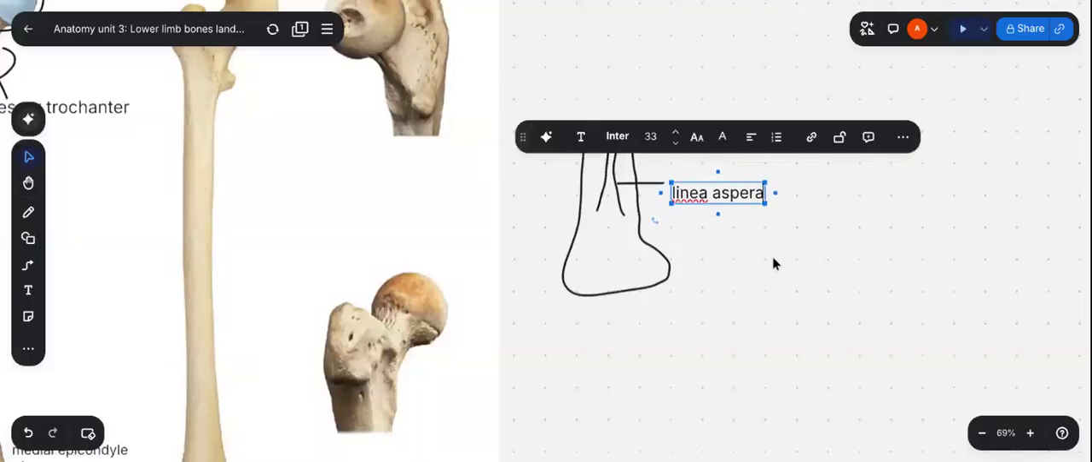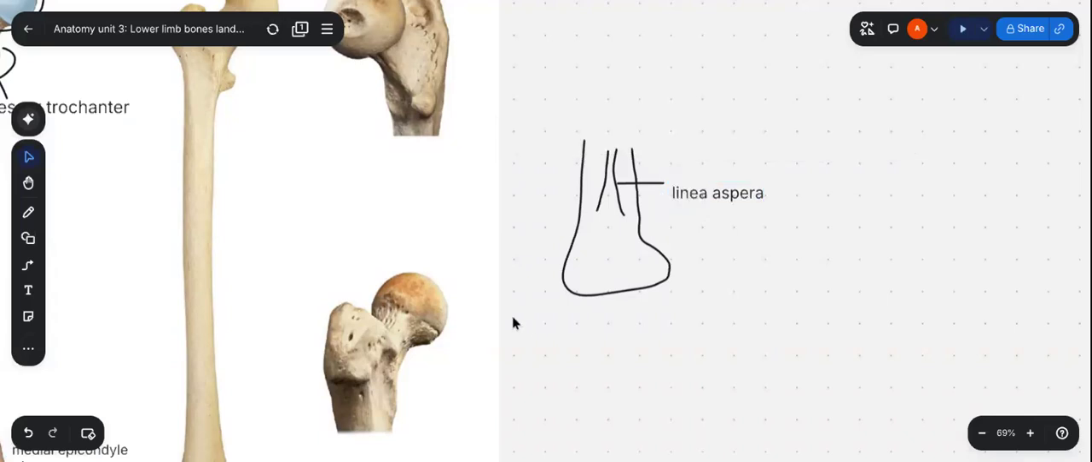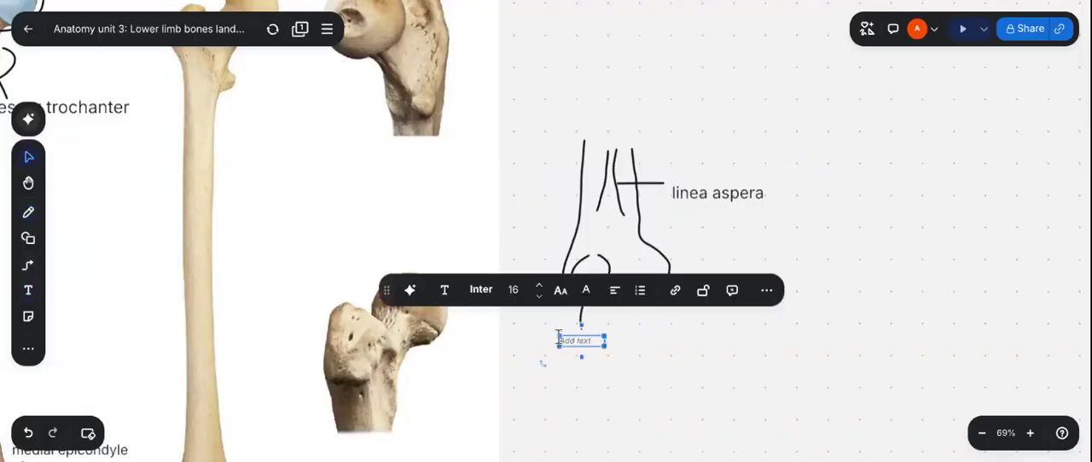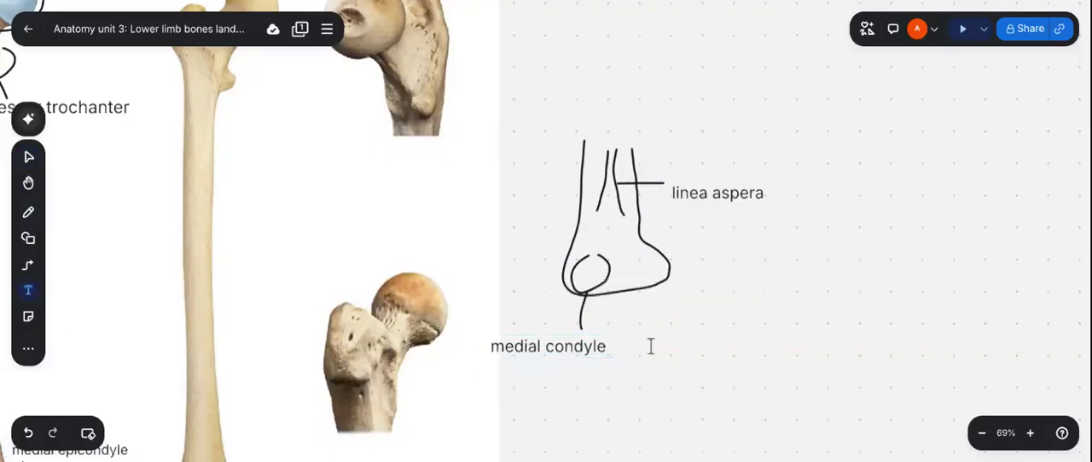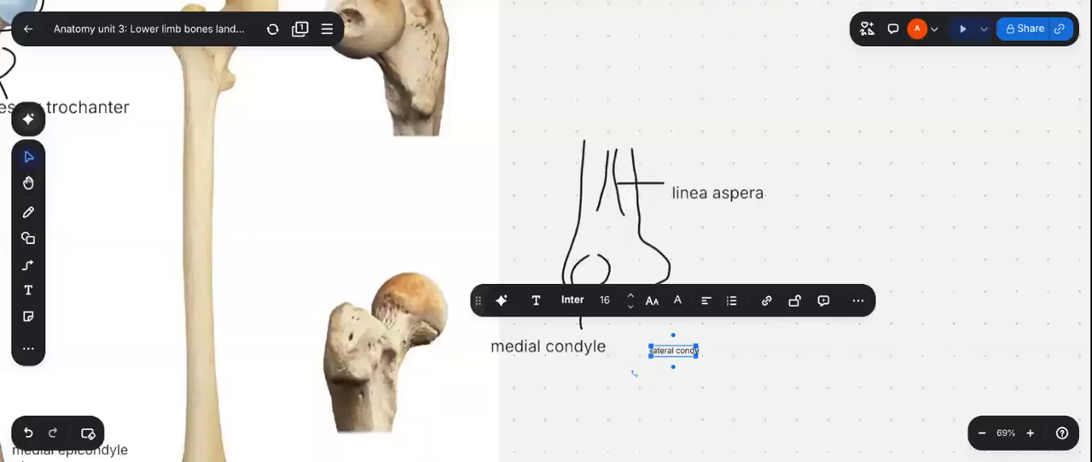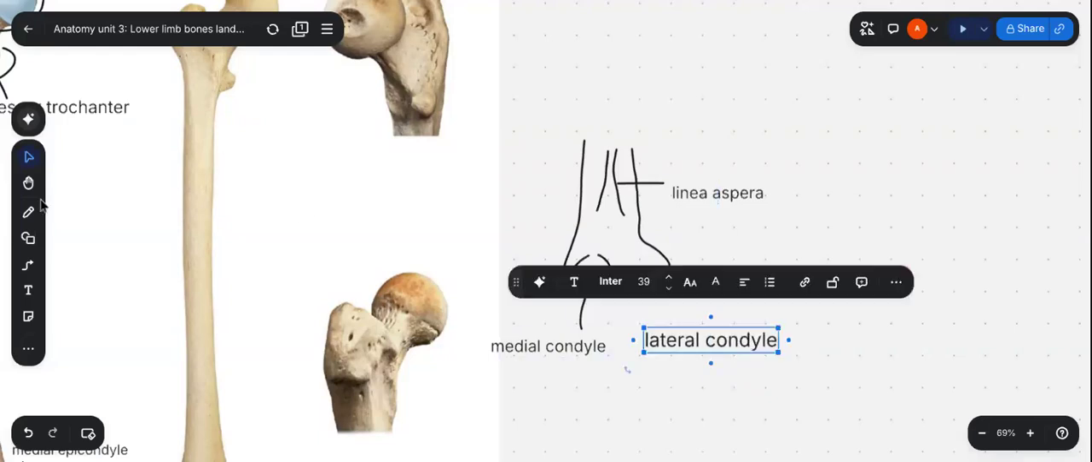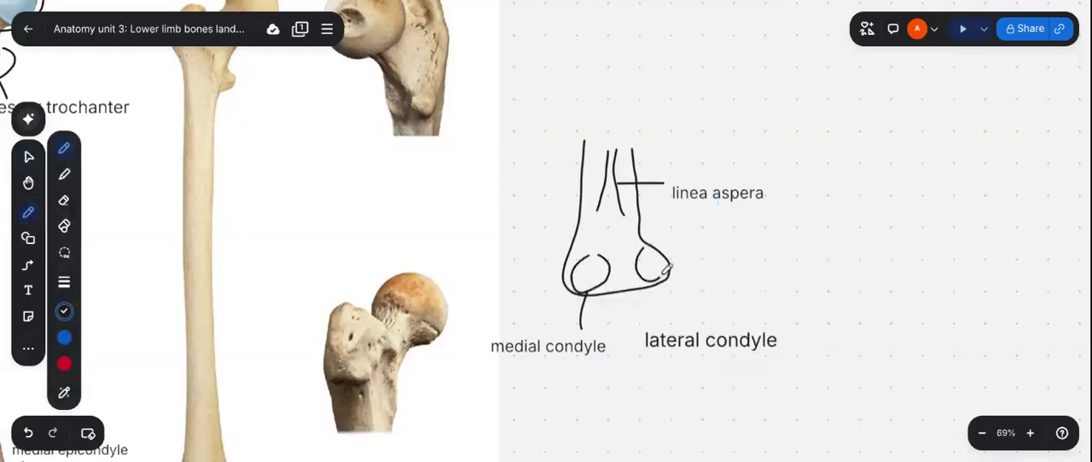Then you also have your medial and lateral condyles. So your medial condyle is going to be over here on this side because the bone is turned on the posterior side, so the positions are going to be switched. So this is your medial condyle over here. And then on the other side would be where your lateral condyle is. And it would just be another projection that is over here on this side.